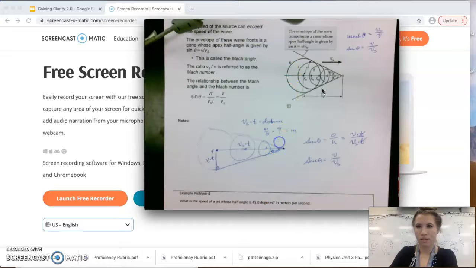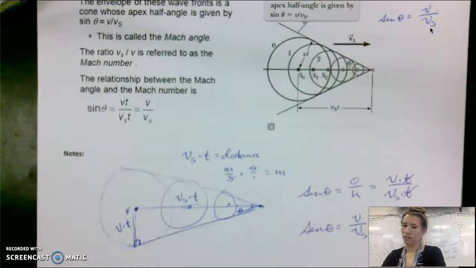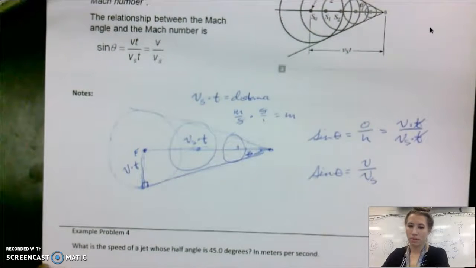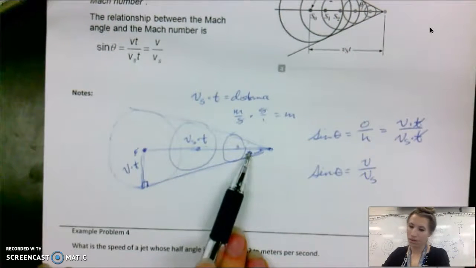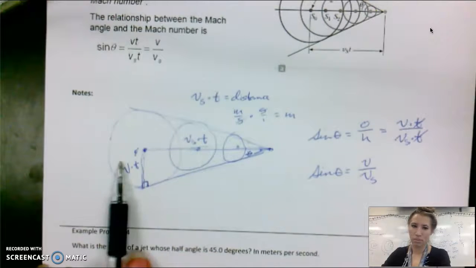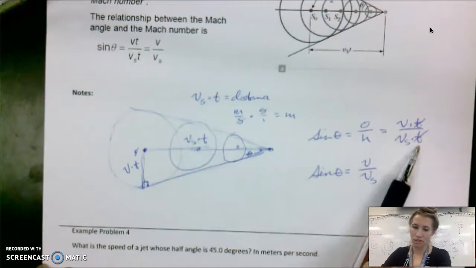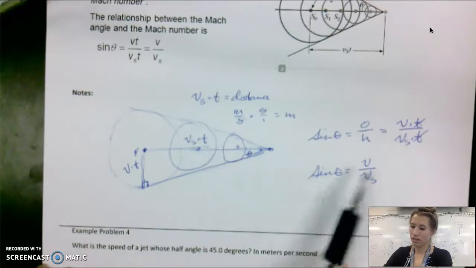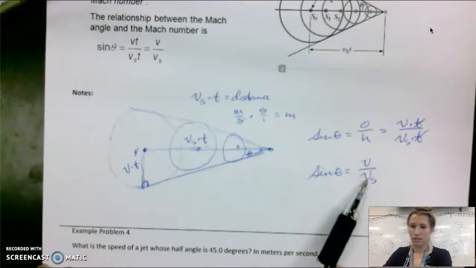Okay, so back to that final thought here. Sine is equal to opposite over hypotenuse. So if that's my angle, there's my opposite, there's the right angle, so that's the hypotenuse. They both have a time component that is the same, so it cancels. So sine theta is equal to velocity of sound divided by velocity of the object.